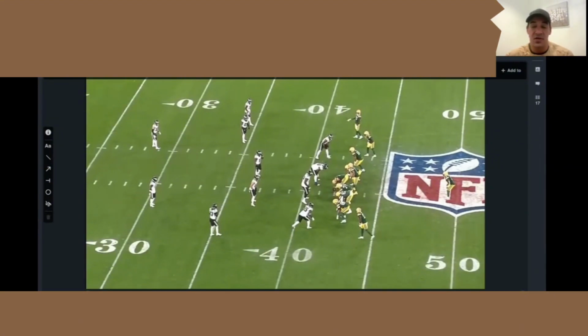We name the quarterback first. Where is he? If he's under the center, we don't say anything. If he's in gun, we say gun. Then we move on to the fullback. If there is no fullback, we just go right to the tailback.